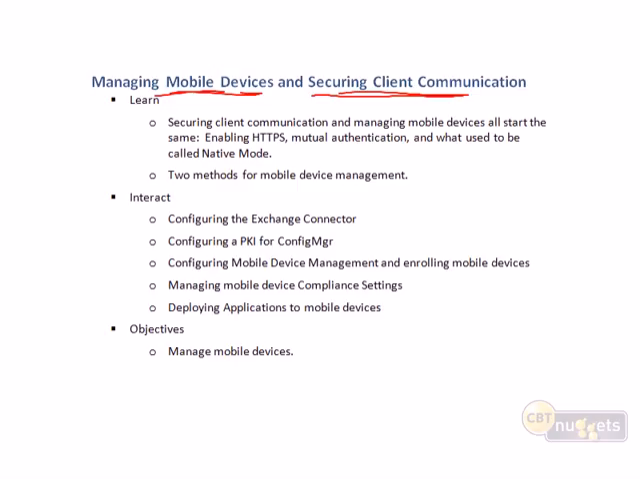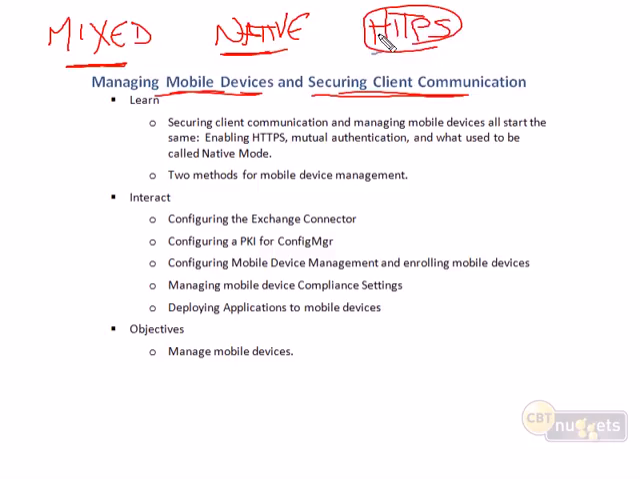If you played with Windows Config Manager 2007 back in the day, you probably were aware that there were two types of modes that your Config Manager site could exist in. One of which was what we called mixed mode, and the other which was what we called native mode. And the difference here was the fact that mixed mode used HTTP for all the communication between servers and clients, and native mode upgraded that communication to using HTTPS. So there was more security there in native mode because of that HTTPS communication.